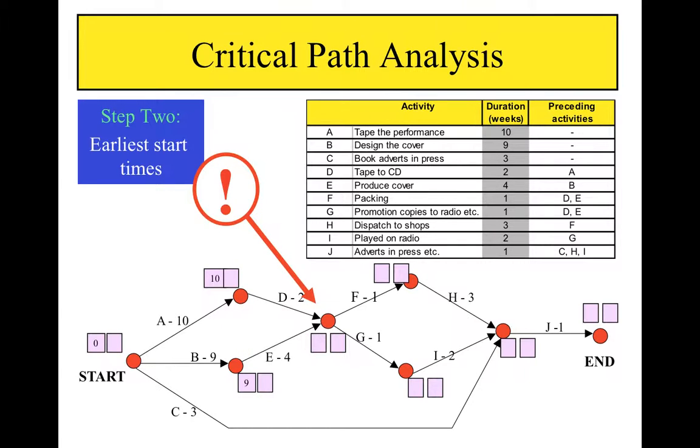However, when we reach the node at the end of activities D and E, we are faced with a choice. 10 plus 2 equals 12, or 9 plus 4 equals 13. Since we are looking for earliest possible start times, it might at first seem right to pick the smallest of these, 12. However, we must bear in mind that we can't start activities F and G until all of the required activities beforehand have been completed. We won't have completed all of the preceding activities until 13 weeks. In other words, when faced with a choice, we pick the larger value.